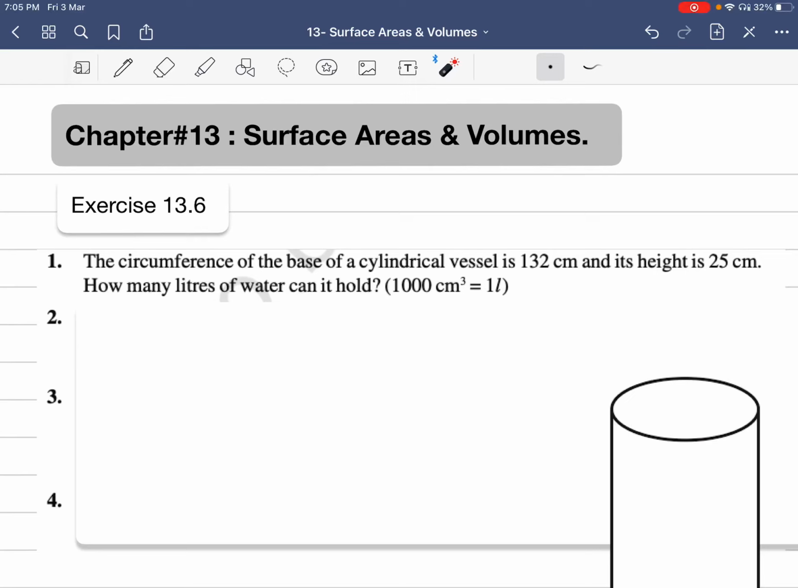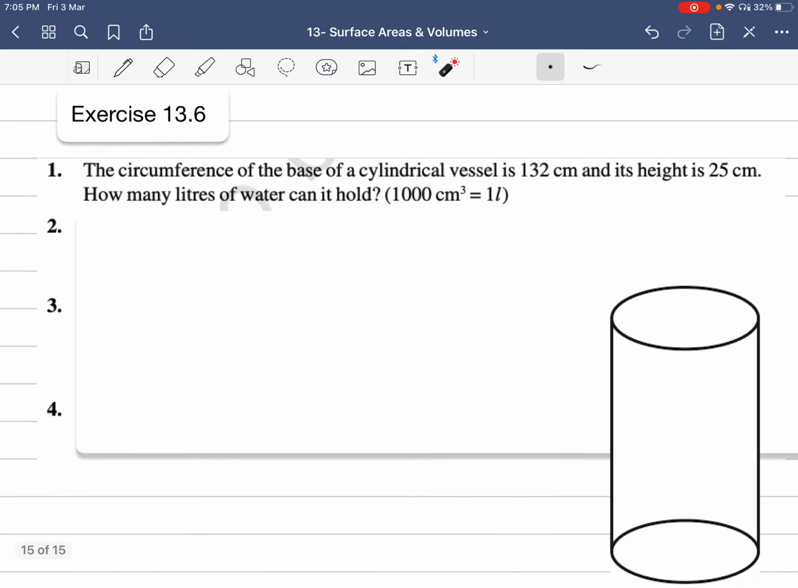So in this video, we are going to solve problems from exercise 13.6, which belongs to chapter number 13, surface areas and volumes. In this exercise, we are going to focus on the volume of cylinders. So let's see what is question number 1.